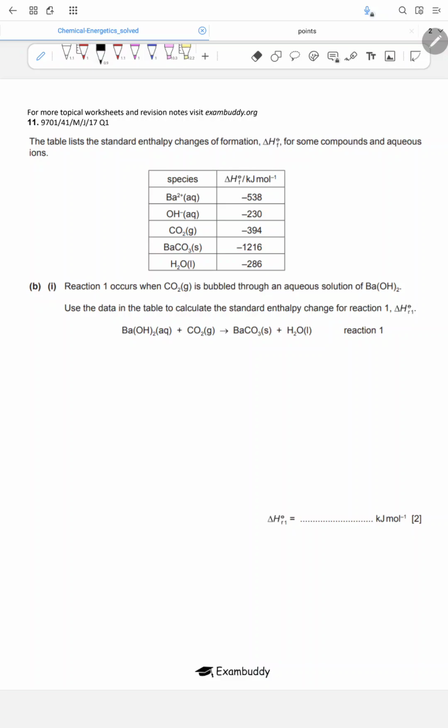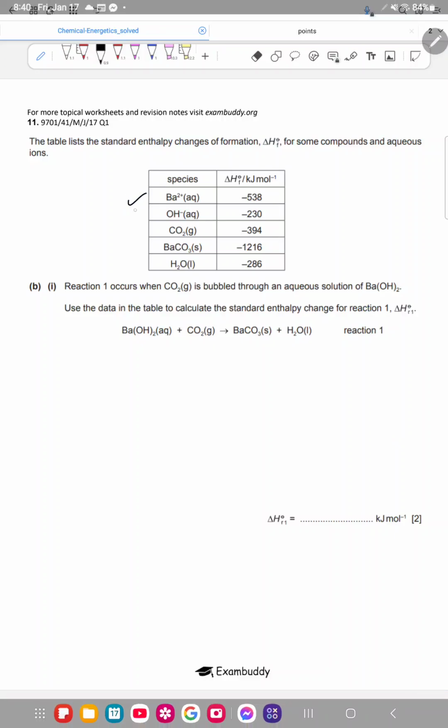The table shows standard enthalpy changes of formation for the compounds and ions. Reaction 1 occurs when carbon dioxide is bubbled through an aqueous solution of barium hydroxide. Use the data in the table to calculate the standard enthalpy change for reaction 1. Alright, so barium hydroxide, carbon dioxide, barium carbonate, and water. It makes sense? Does it? Let's go one by one.